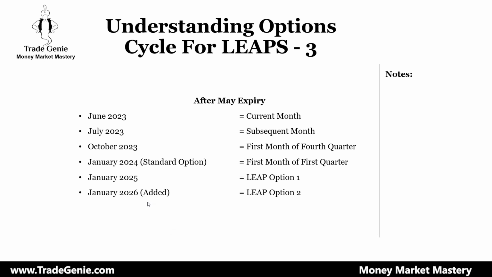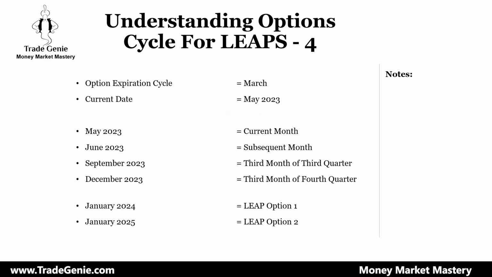So January 2026 month is added after May expiry. Now, let's look at another cycle, which is the March cycle. We were looking at the January cycle. Now we are looking at the March cycle.